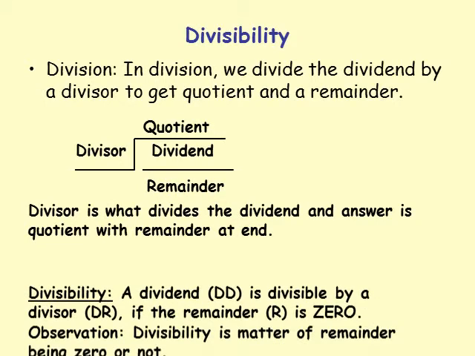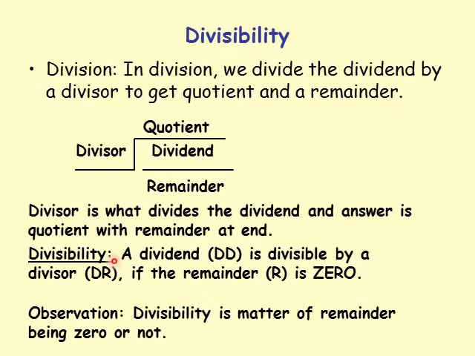Okay, let's continue here. In divisibility, a dividend is divisible by a divisor if the remainder is 0. It's a matter of the remainder being 0 or not. Observation: divisibility is a matter of the remainder being 0 or not. So we'll concentrate in this section more on that.